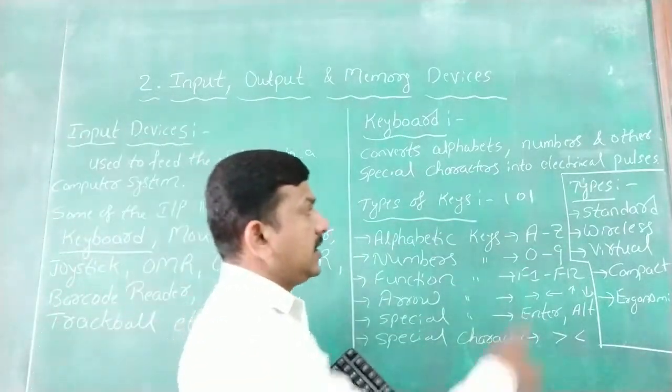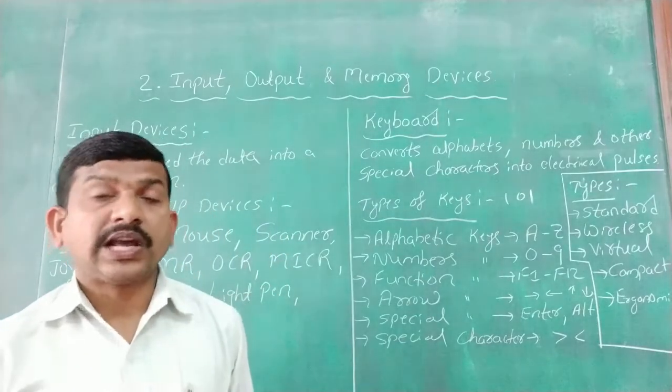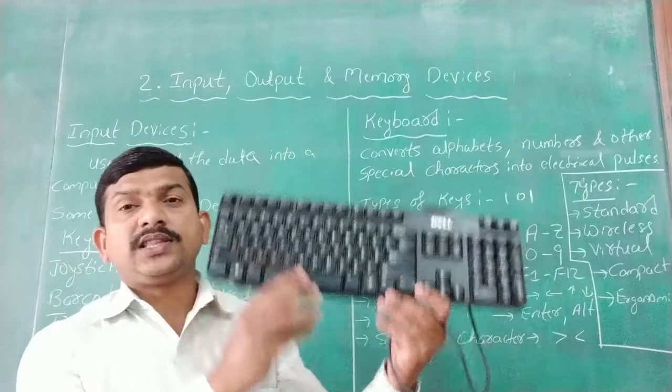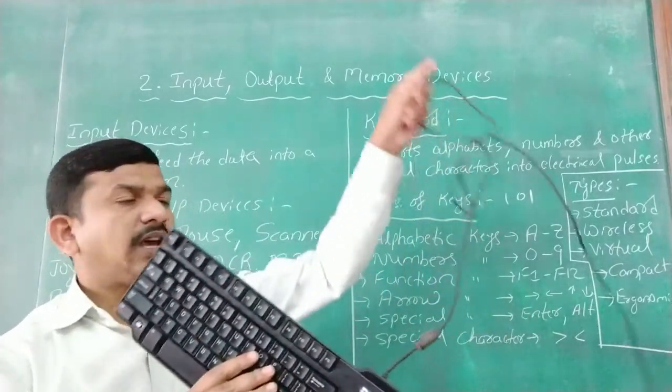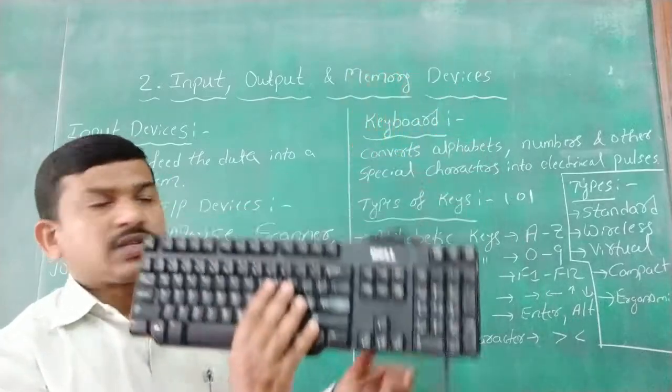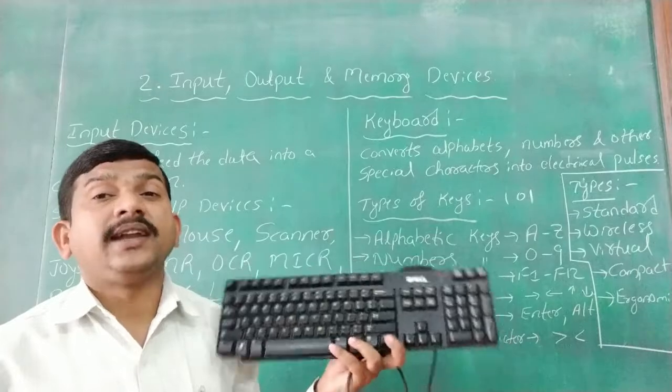And the last part is types of keyboard. Types of keyboard means what? So actually this is one type, which contains some keys and we have a cable like this. So this is the standard keyboard. We normally call it a standard keyboard.